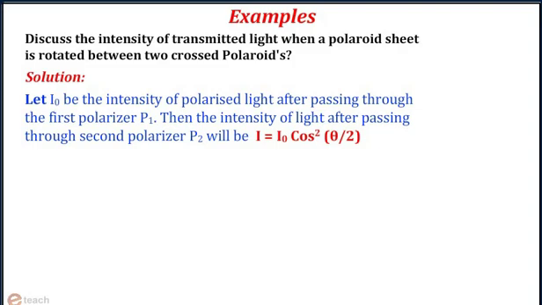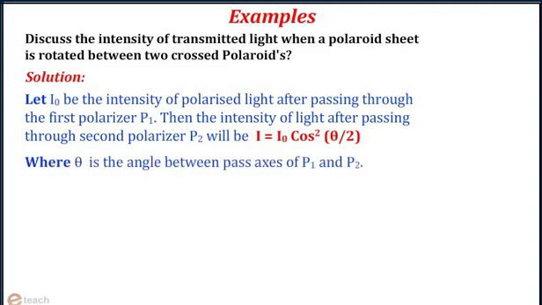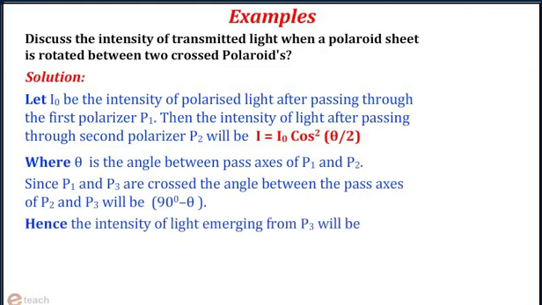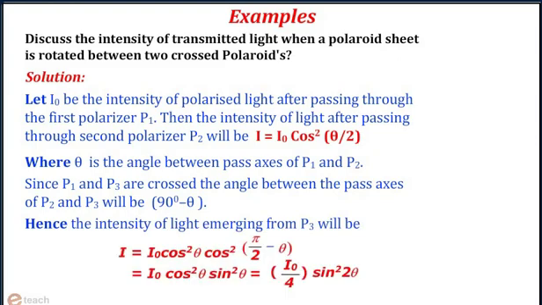Then the intensity of light passing through the second polarizer P2 will be I equals I naught cos square theta, where theta is the angle between the pass axis of P1 and P2. Since P1 and P3 are crossed, the angle between the pass axis of P2 and P3 will be 90 degrees minus theta.